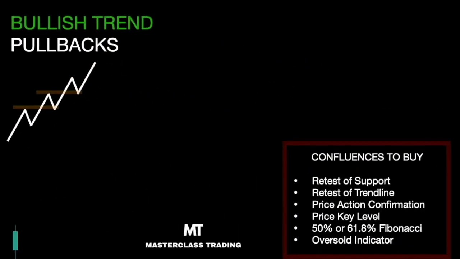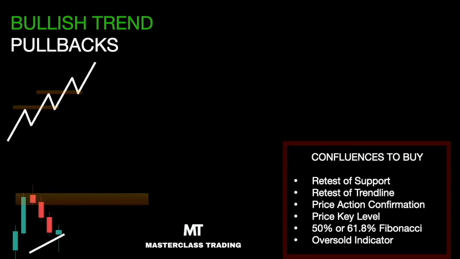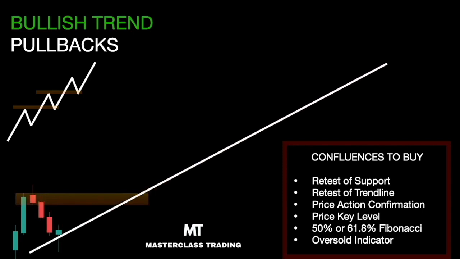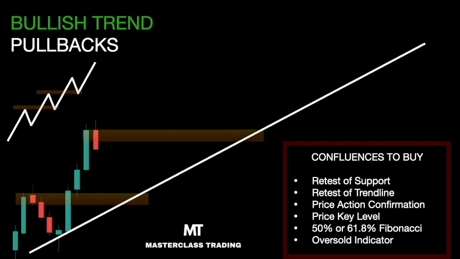Hello traders, in this video we are going to analyze how to trade pullbacks in a bullish trend. First of all, it is important to understand that a bullish trend is created when price forms higher highs and higher lows. A bullish trend line is a support zone created by a minimum of two consecutive higher lows that is drawn diagonally on the chart. In a bullish trend, we are going to only open trades following the main direction. This means that we are only going to look at buying the asset at every new higher low formed.